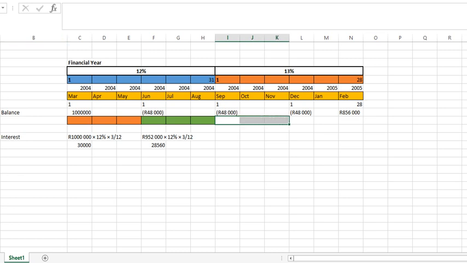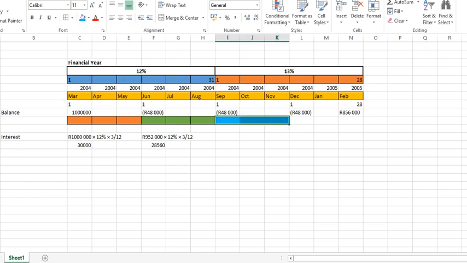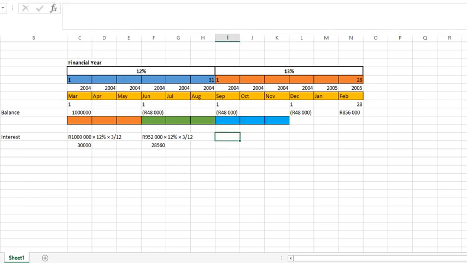So now let's have a look at the period from the 1st of September up until the 30th of November. So in this period, let's make this nice bright blue. What was our balance? Our balance is going to be this 952,000 Rand less the payment of 48,000 Rand which we paid off on the 1st of September. So now our balance is 904,000 Rand.